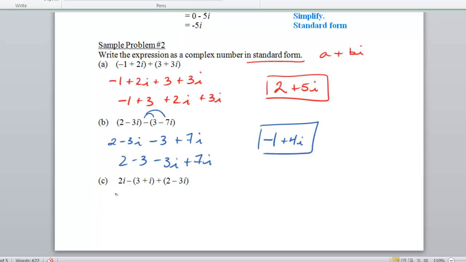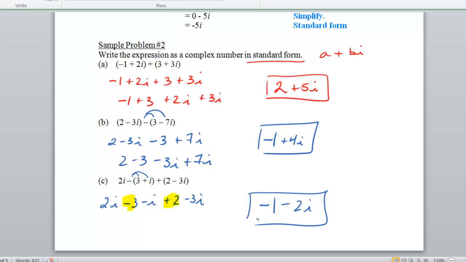Lastly, we're going to have both operations taking place here. So I'm going to distribute the negative to both parts. And then this one I'm just going to kind of take in my head. So I'm going to say that's -3 and a positive 2, which is going to give me a -1. And then I have 2i minus i minus 3i. So it's going to give me -2i. And then I am done with that problem.